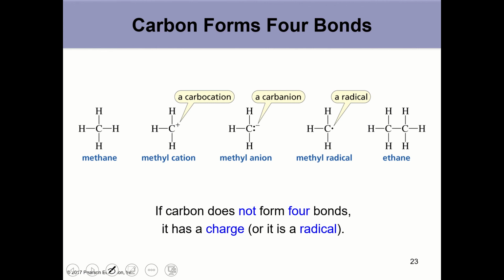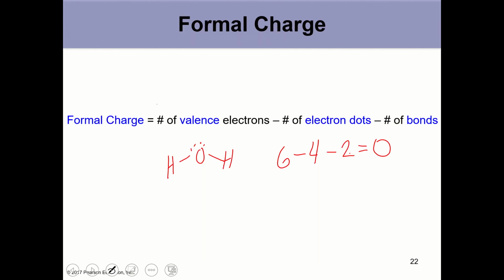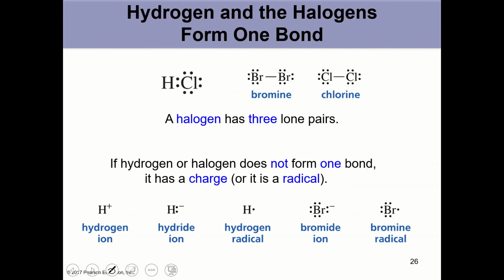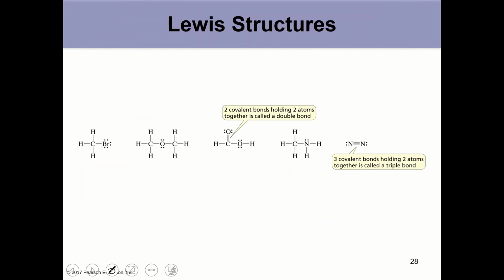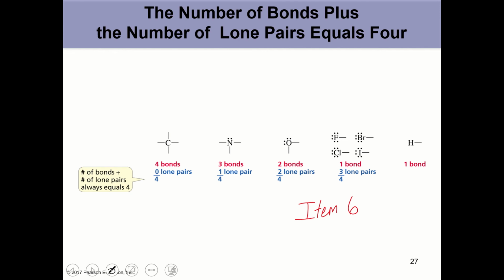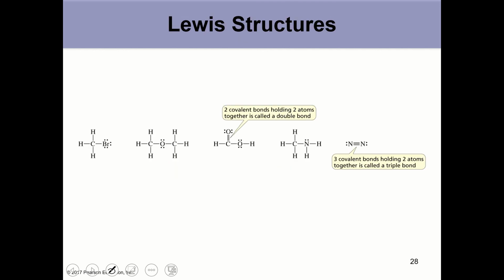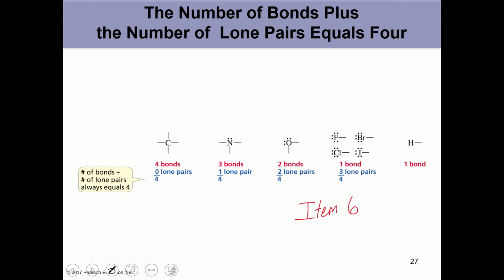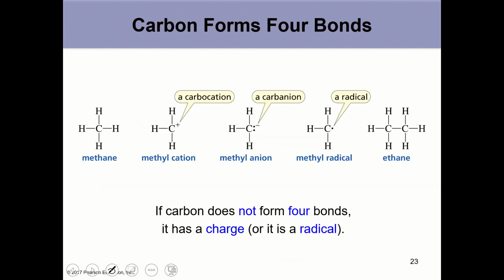Carbon forms 4 bonds in a Lewis structure. Do we need to go back over how to draw Lewis structures? Now you should be able to draw Lewis structures, right? We'll get there. We have instructions on how to draw Lewis structures later. I guess I could move it. I don't really want to.